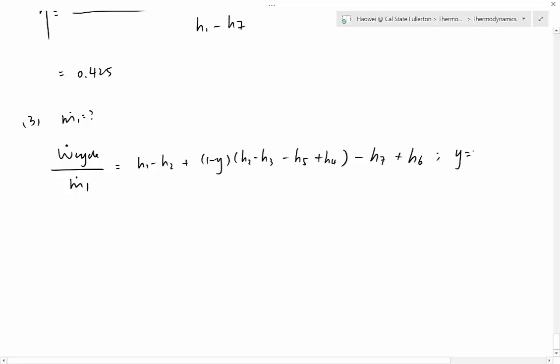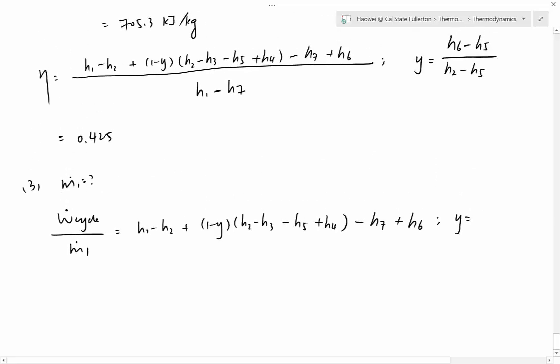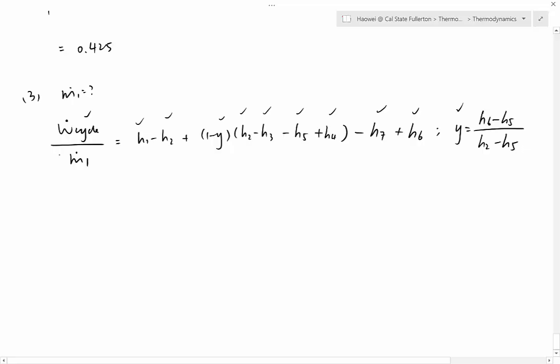Don't forget y is still a function of enthalpy: h6 minus h5 over h2 minus h5. So I have y, and I have everything on the right hand side. I also have W dot cycle, which is given as 100 megawatts. The only thing I don't have is m dot 1. One equation with one unknown, so you can easily find the value. Just be careful when you plug in the numbers, make sure you use SI units. Your solution is 89, and the SI unit is kilogram per second. Okay, that's the example.